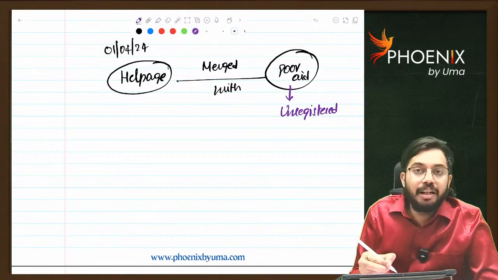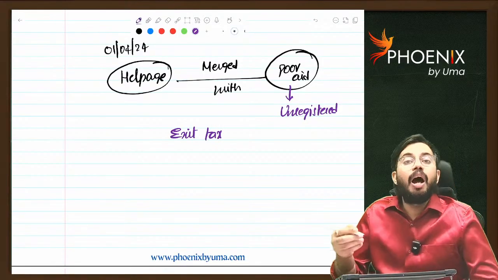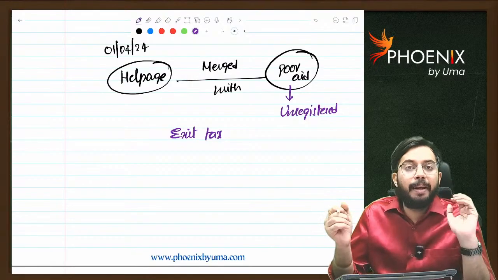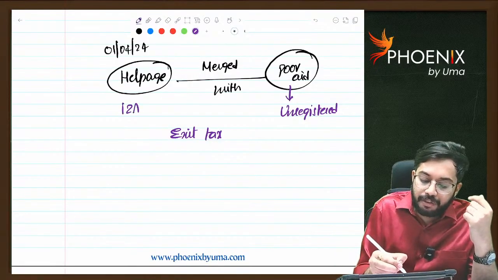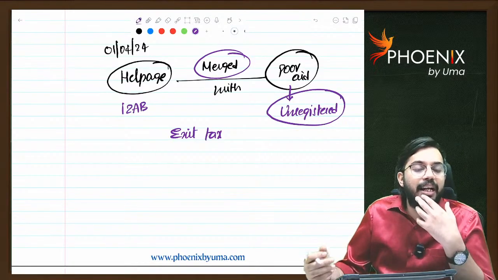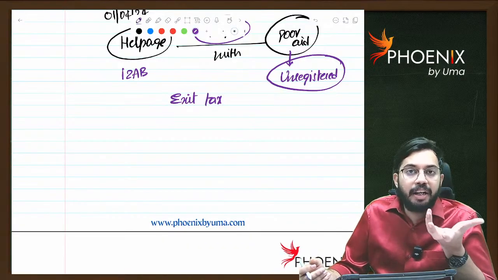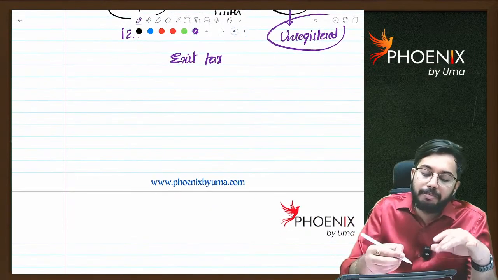in such a case, it is required to pay exit tax. I told you now in 3 cases. Now HelpAge, a registered trust under section 12AB, is getting merged with an unregistered trust. As it is getting merged with an unregistered trust, it is required to pay tax on accreted income at the rate of maximum marginal rate.